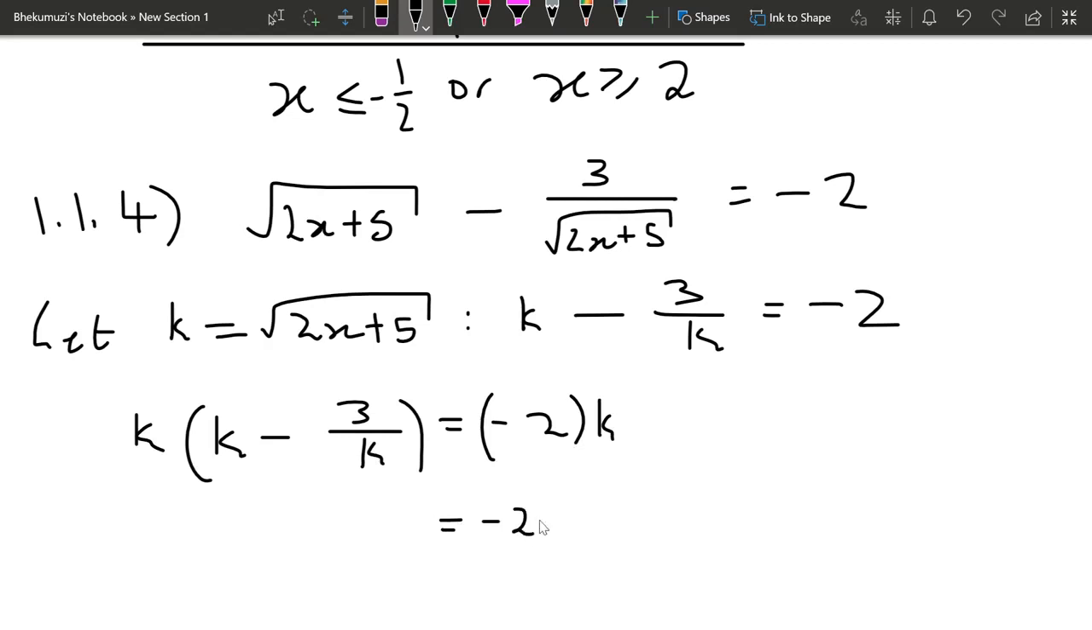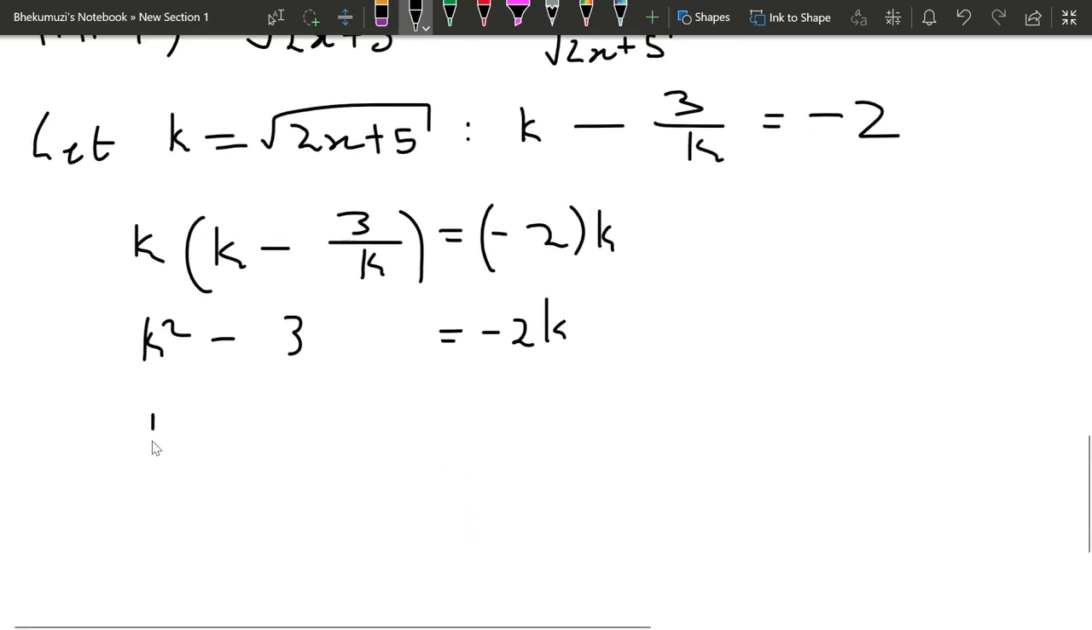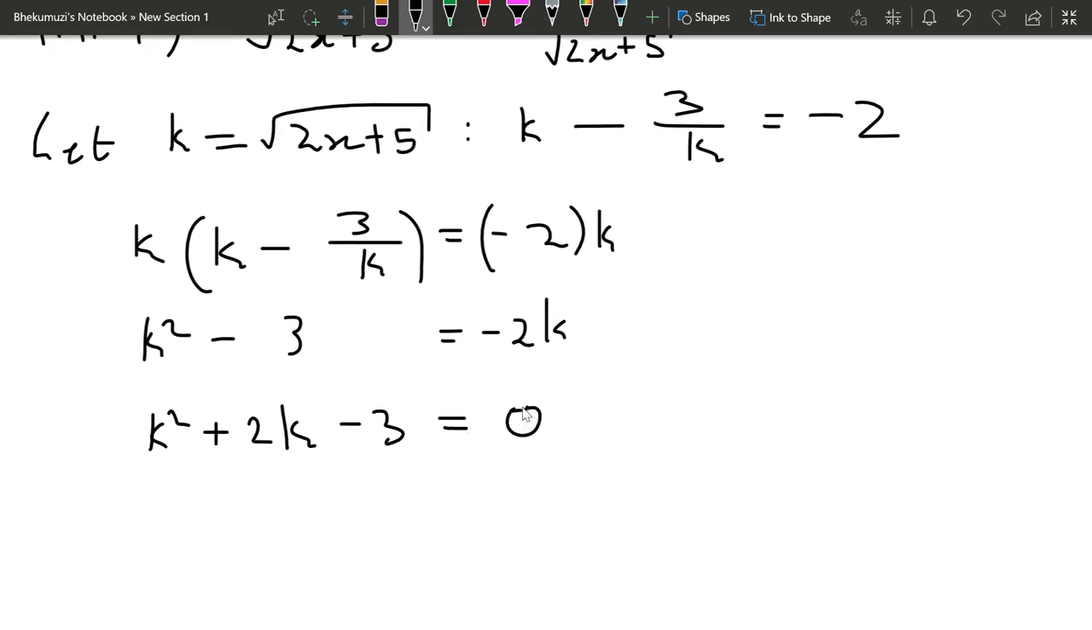Here you get minus 2k. Here you get k minus 3, right? Because this k cancels out with that k, and then you have k minus 3 equals minus 2k. And from there, if we take minus 2k onto this side, it's positive 2k, so k squared plus 2k minus 3 equals 0. Remember, the k method is just to make our calculation look simpler and to not get confused, right?